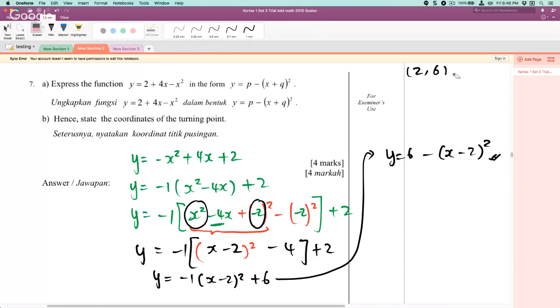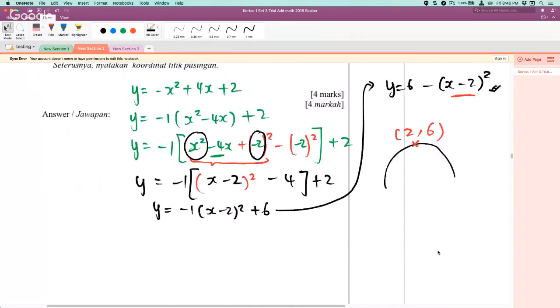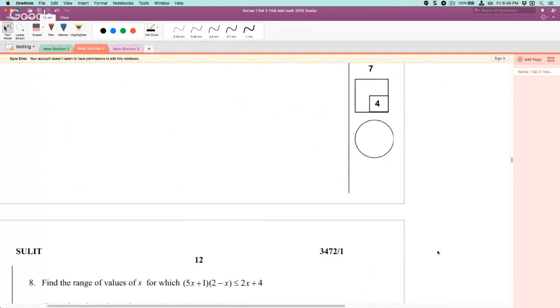If you couldn't understand, maybe I'll write it at the back here. To get the x value inside the bracket, you just assume x minus 2 equals 0, so your x should equal 2. And then the same thing goes for the y: the y value is just the value at the back, which is 6. This is how we actually get the 4 marks here.